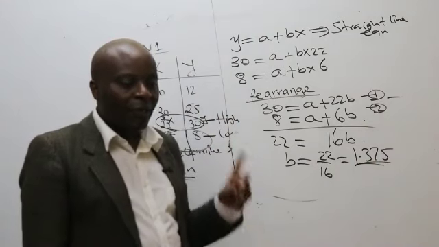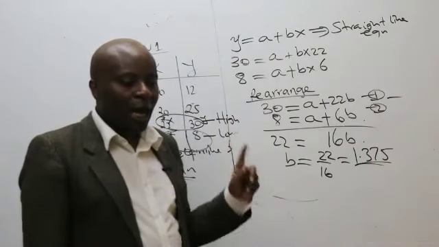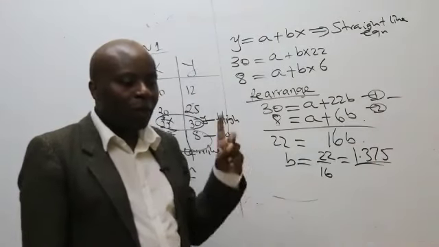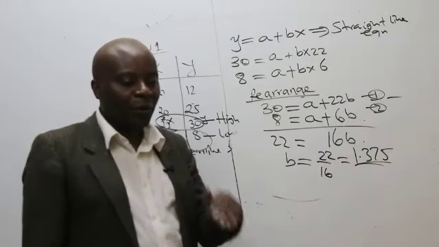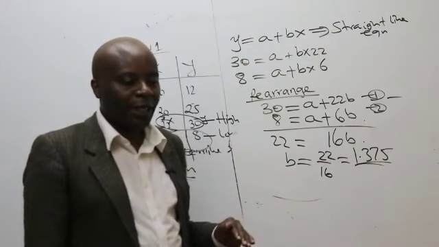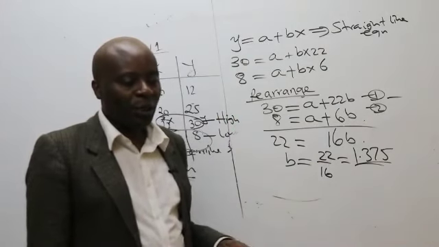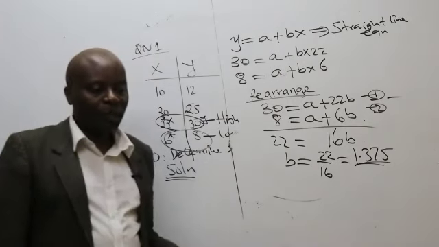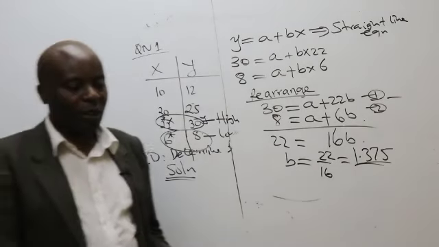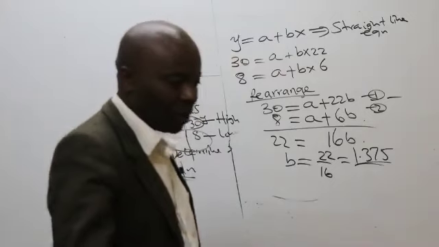So, ladies and gentlemen, having gotten this one B, how will we be able to get our A? What shall we do for us to be able to get A? Somebody, I would want to see everybody really participating. Everybody diving into the pool.